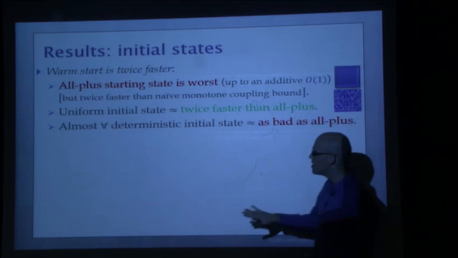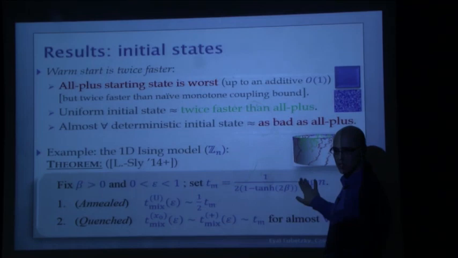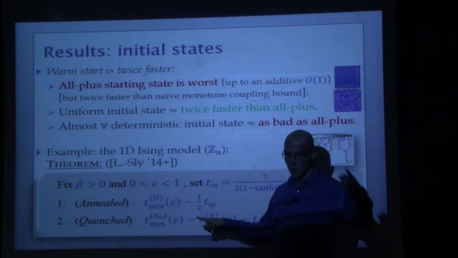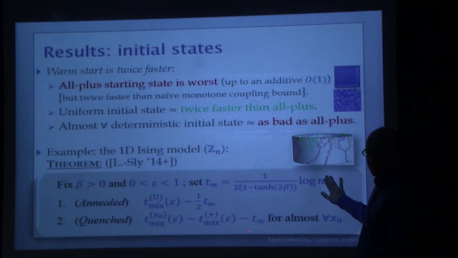Okay, so here's an example for the cycle. For the cycle, the worst case is this, from all plus up to an additive order 1. Uniform is half that, if you start from uniform IID spins. However, for almost every x naught, the only improvement compared to this is an additive log log n factor. So asymptotically, they are the same.